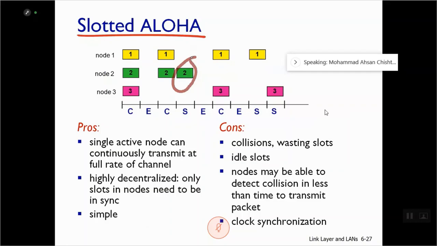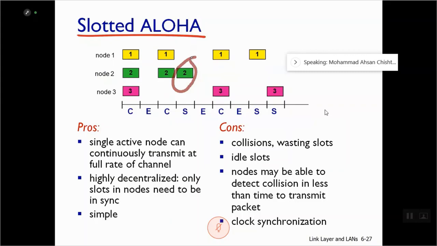Second thing is it's decentralized. Nobody is controlling these slots. Anybody can transmit whenever they want. And the third thing that we have, it's simple to implement. Simple and inexpensive to implement because you just have to start to transmit. You just have to ensure that you start transmitting at the start of the time slot.